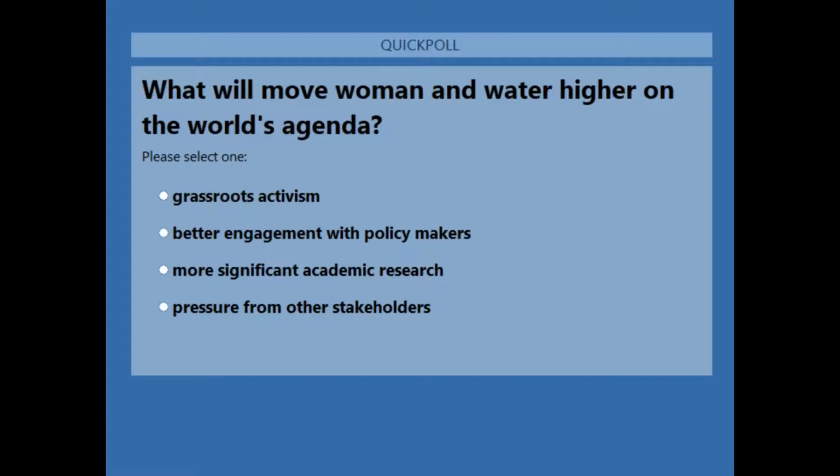Okay, well, it looks like better engagement with policymakers, with 53%, was the highest vote getter. Very interesting. Half the people thought that we need to be better engaging with policymakers. I suppose next time we can follow up and learn a little more about how that should happen, what depth that would take, and what some best practices might be.